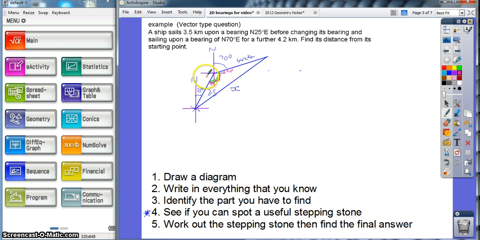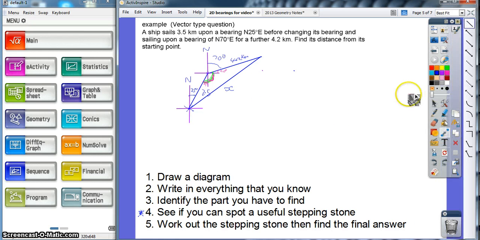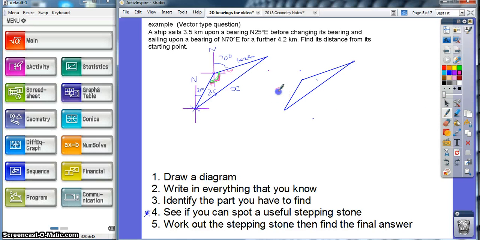So what we need to do now is to pull this information out and draw a new diagram to solve the problem with. So our triangle now is like this. We have 3.5, 4.2, our unknown length that we're trying to find, and if we add up all of those angles we get, what have we got? 20, 90 and 25, so 135 degrees.